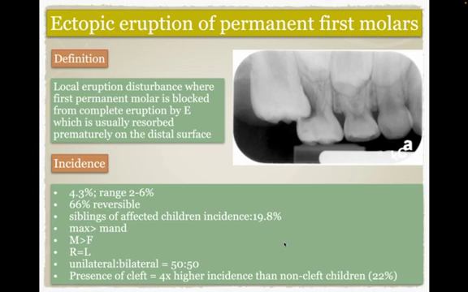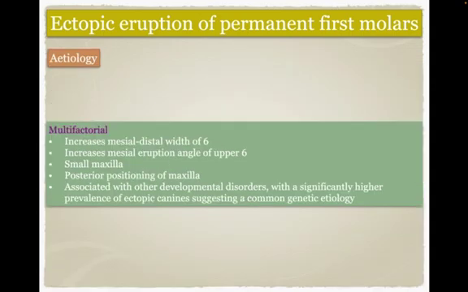However, the presence of a cleft palate increases the incidence four times to have an impacted or ectopic first permanent molar. Now the etiology is kind of multifactorial. You're trying to find out why the 6 got impacted or ectopic underneath the E. It could be the increased mesiodistal width of the 6 itself. It could be an increased mesial eruption angle of the 6, so it got trapped under the E. It could be a small maxilla, so there's no space for the 6 to erupt, so the 6 becomes trapped underneath the E. Or maybe the maxilla itself is retrognathic, posteriorly positioned, so that the 6 moved forward and became impacted underneath the E.